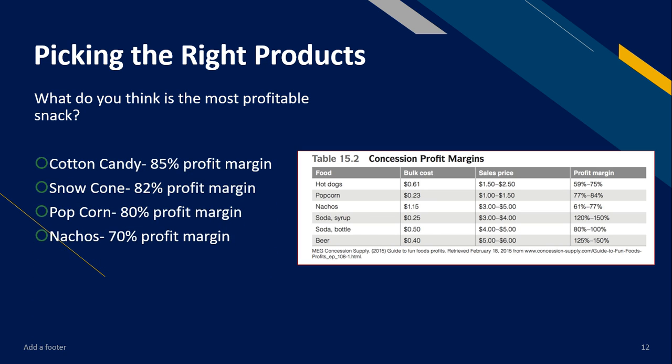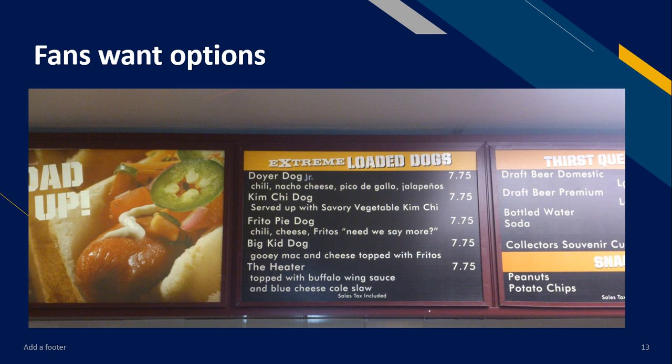So here you can see cotton candy, there's an 85% profit margin here, and snow cones, 82% profit margin, popcorn along the same lines, and nachos about 70%, so a little less. Consultants are often retained to show how the menu can be enhanced, how employees can be trained to be more effective, and how the facility can be laid out to maximize speed in placing and processing orders.